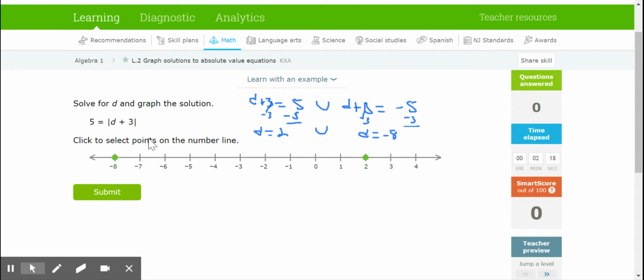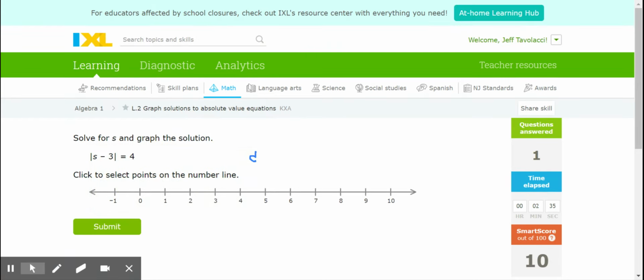Negative 3 plus 3. Okay, so 1, 2, 3, 4, 5. Or from here, 1, 2, 3, 4, 5. That's a little trick that some of you guys will pick up after you do enough practice. I'm trying to give you a little insight now as we get going so you can save yourself some time in the future.